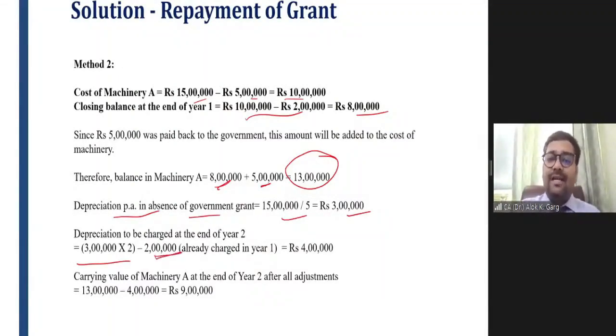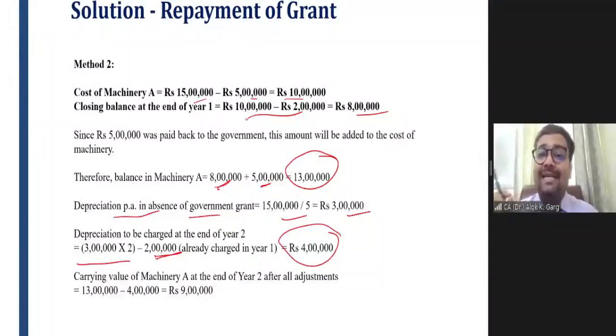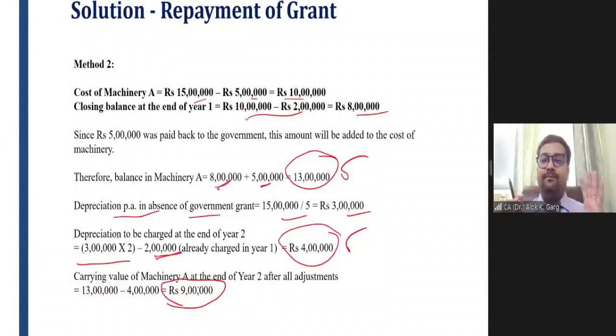But we have already charged 2 lakh rupees of depreciation in the first year. So additional, we need to charge 4 lakh. So what is the net carrying value impact after all the adjustment? This 13 lakh minus 4 lakh, 9 lakh rupees is the carrying value of the machinery at the end of the second year after all the adjustment. Okay. So we have done the similar case study in our Excel file in detail.